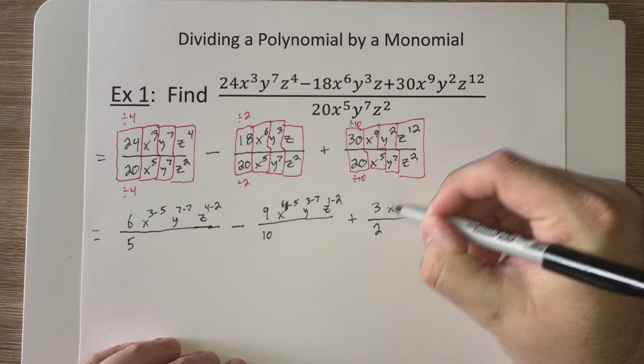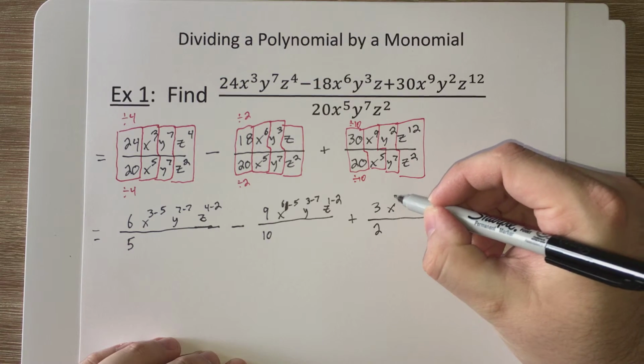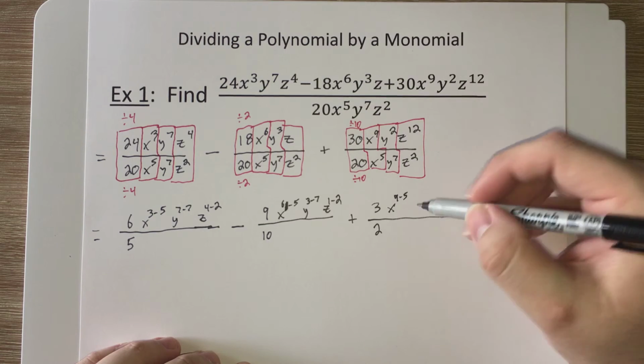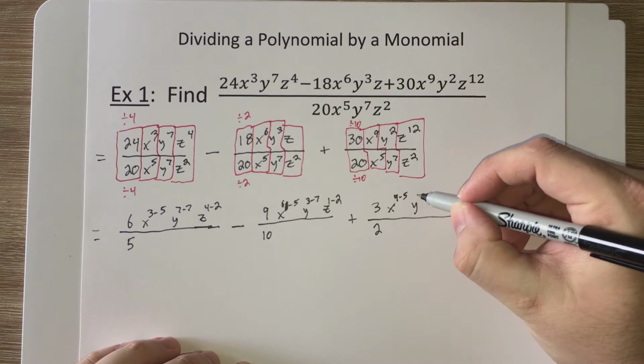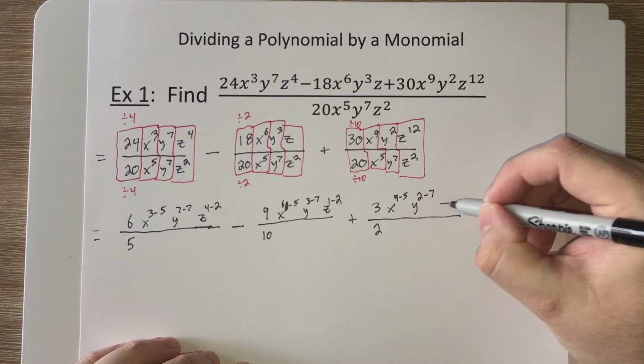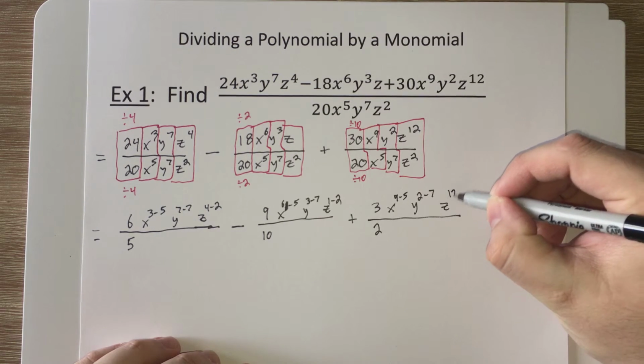Where are you going to write it? On top. Then you subtract the powers. Top power minus bottom power. Okay. Next term. When you divide the y's, again, write your answer on top. Subtract the powers. Top power minus bottom power. Then when you divide the z's, write the answer on top. And then again, top power minus bottom power.